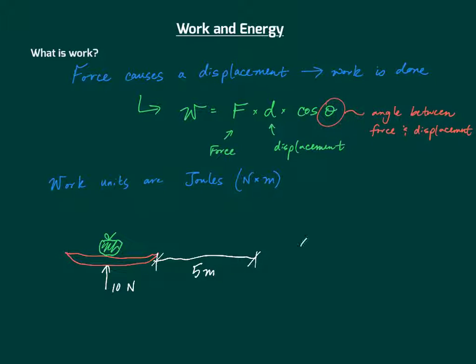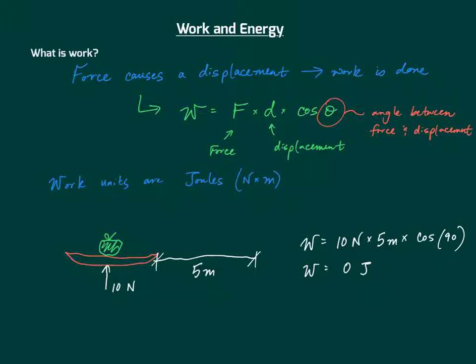So let's try and figure out what the work done is. We have our 10 Newton force, we have our displacement of 5 meters, and now our cosine. The angle here, we have our force going this way, but we have our displacement this way. So that's an angle of 90 degrees, because this force and this displacement are perpendicular to one another. Well, the cosine of 90 is 0. So our work done in this scenario is 0 joules.